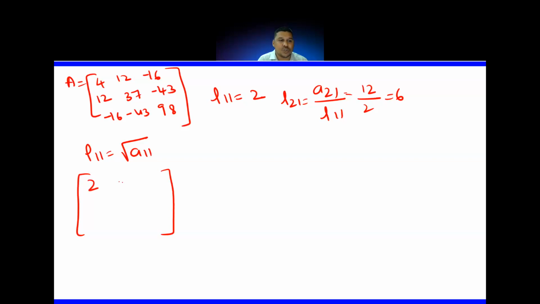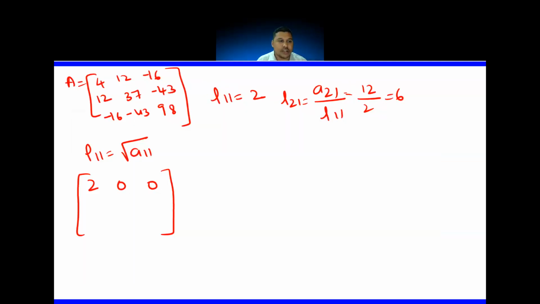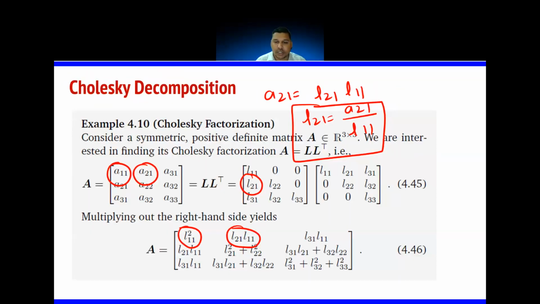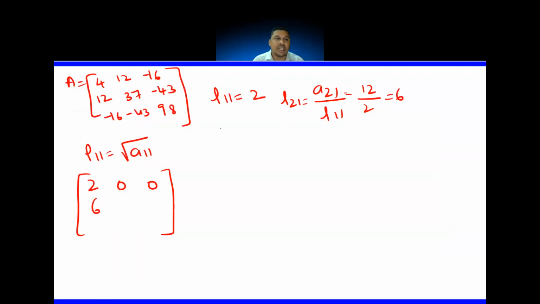So here it is 2, 0, 0. Here it is L21, and L21 is 6. Now we have to find the third value, that is L31. L31 is nothing but A31 by L11. What is A31? A31 is minus 16. Minus 16 by L11, which is 2, is minus 8. So this value is minus 8.